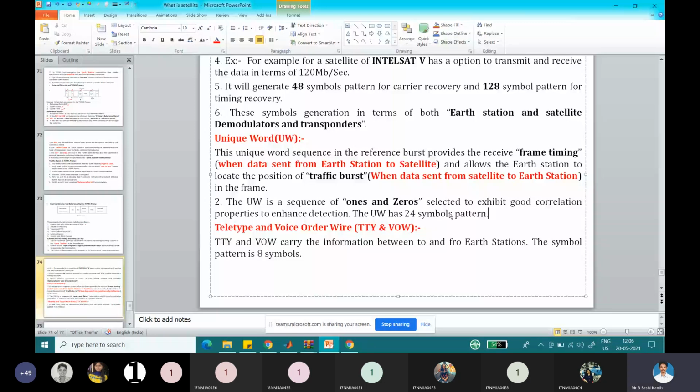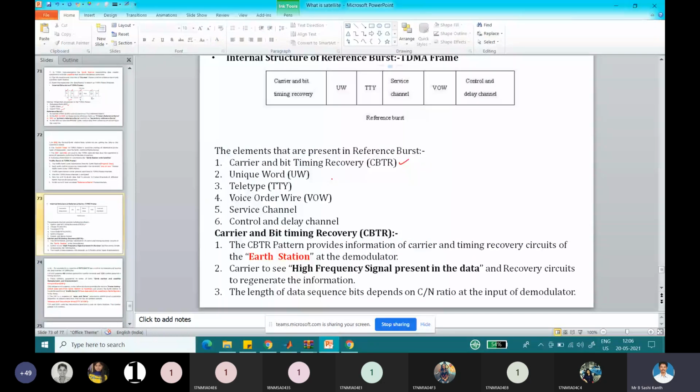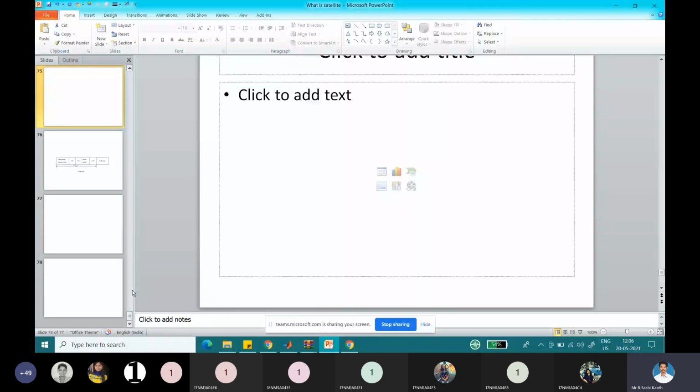So these are the things about the internal structure of the reference burst. What are the things we have discussed now? We have discussed the unique word, teletype, and voice order wire. Next we are going to discuss the service channel.